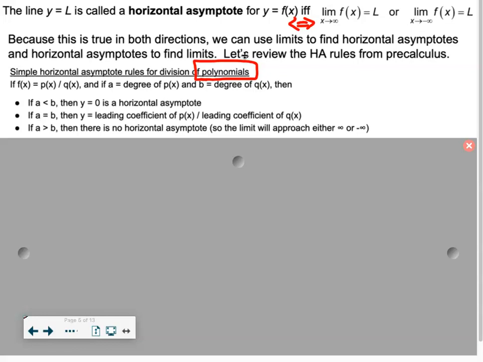These 3 little rules should ring a bell. Do they ring a bell? Yeah. Okay, good. All right. If you can remember these rules, it will make a lot of your limits be 2 seconds. But remember, we're only going to use these when you have a polynomial over a polynomial.